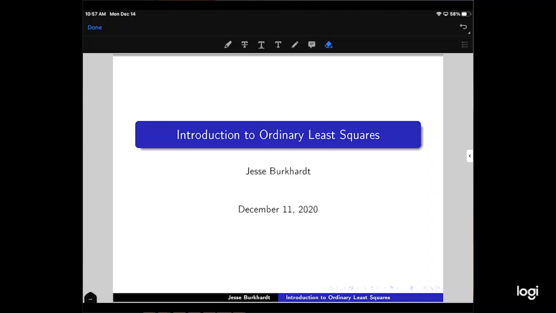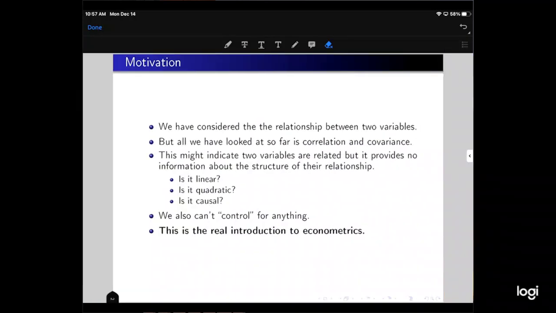This is the beginning of lecture notes 4, the introduction to ordinary least squares. So let's motivate this a bit. We've so far considered the relationship between two variables, but all we've looked at so far is correlation and covariance. How are y and x correlated with one another? This correlation might indicate two variables are related, but it provides no information about the structure of the relationship.